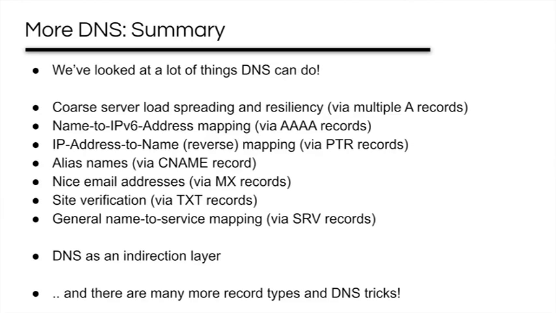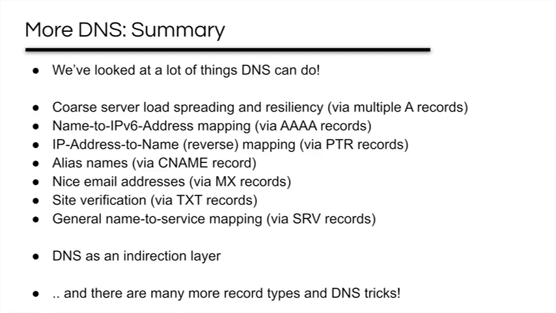And so to sum up this segment, we've looked at a lot of things DNS can do. We've seen how having multiple A records for the same name can spread load across servers and provide some resiliency. We've seen how DNS accommodates IPv6. We've seen the mechanism by which DNS lets you map from an IP to a name instead of the usual way around. We've seen how we can have one name as an alias for another using CNAME records.